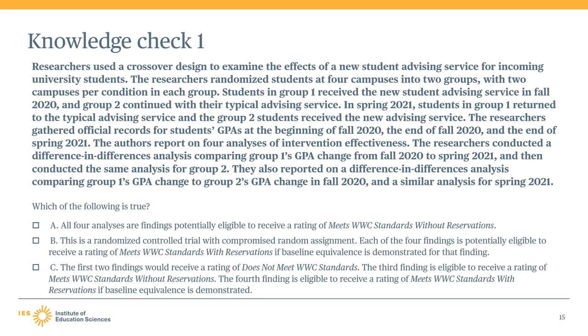A. All 4 analyses are findings potentially eligible to receive a rating of meets WWC standards without reservations. B. This is a randomized controlled trial with compromised random assignment. All 4 findings are potentially eligible to receive a rating of meets WWC standards with reservations if baseline equivalence is demonstrated. Or C, the first 2 findings would receive a rating of does not meet WWC standards.